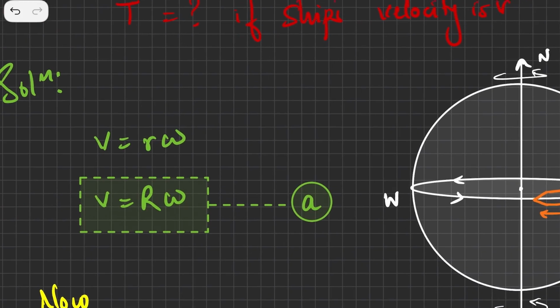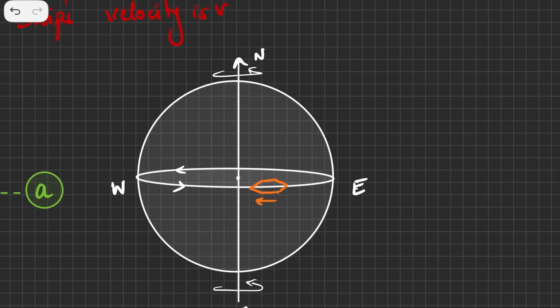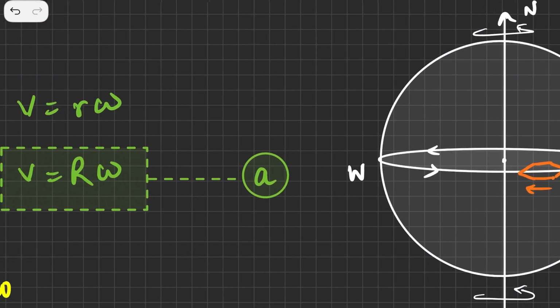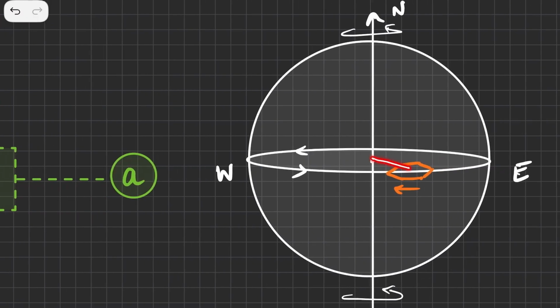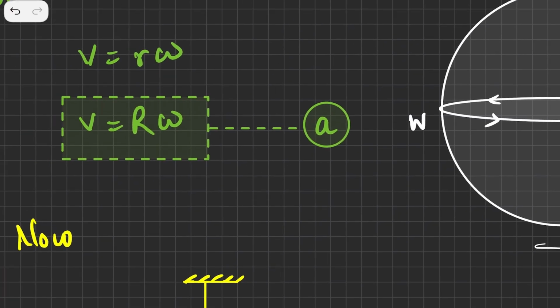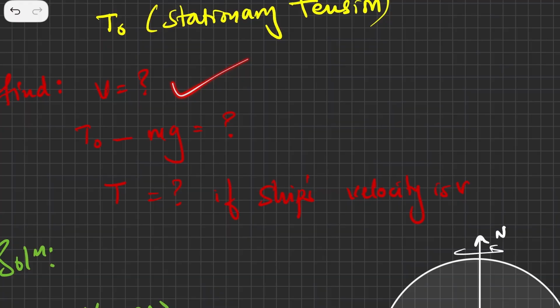Now first and foremost, what they are asking is, what is the velocity of the ship when the earth is rotating? That is pretty simple, because the ship is rotating with the earth. Because the earth is rotating, the velocity of any object on the earth is v equals r omega, where r stands for the radius of the earth and omega is the angular velocity of the earth. Because the earth's particle is rotating with angular velocity omega, the velocity comes out to be r omega. So the first part is very simple and clear.